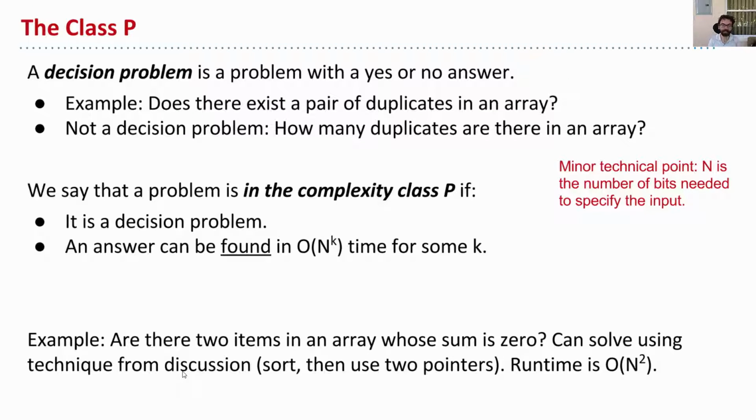I'm not going to go into that now since it's from an old discussion worksheet, but the runtime of that algorithm is n log n for the sort, and then n for the pointer walk. So the overall runtime is bounded above by n squared, since n log n is less than n squared. So in that case, we can say that checking if 2 items in an array sum to 0 is big O of n squared, so it is in P.